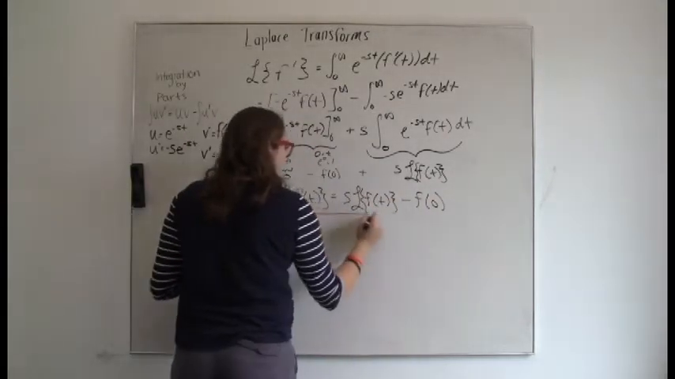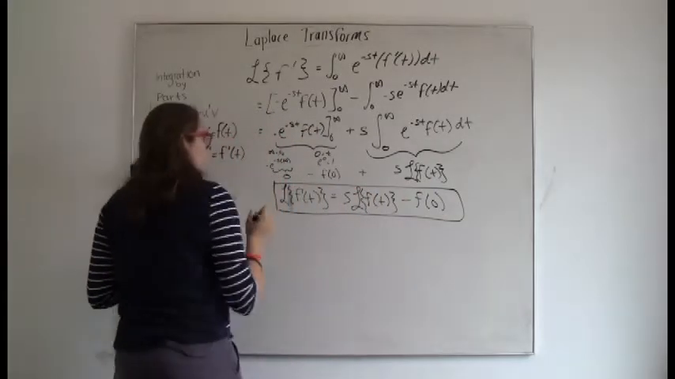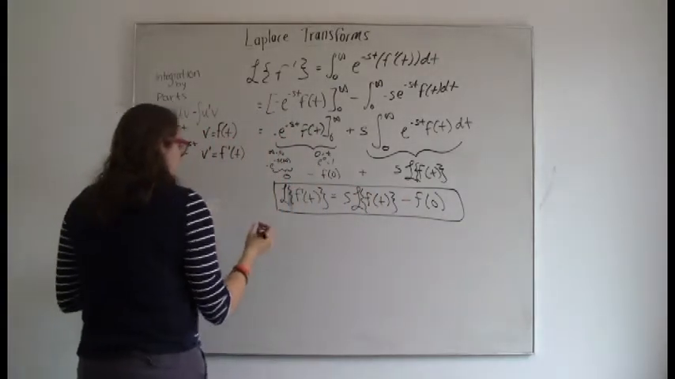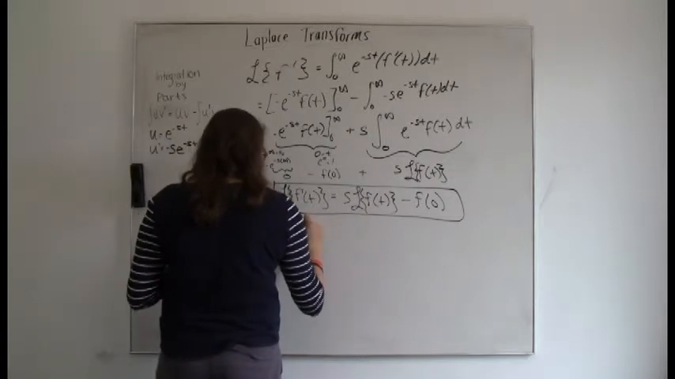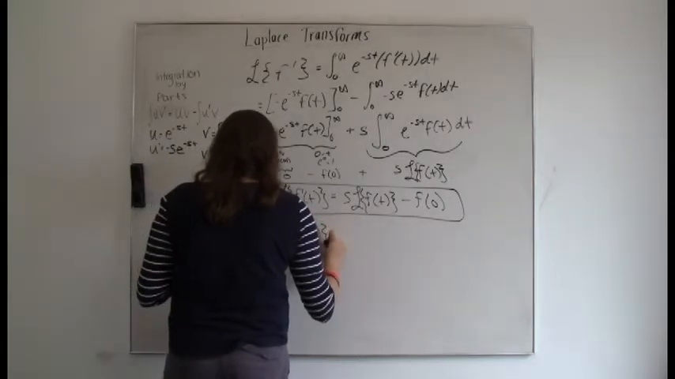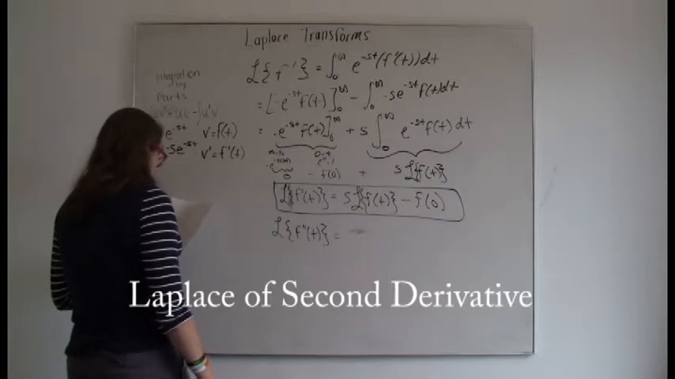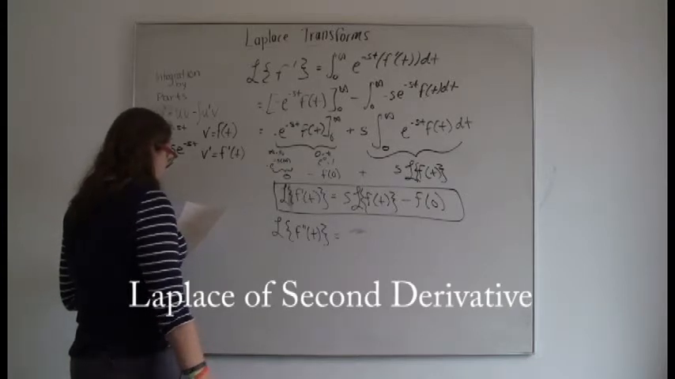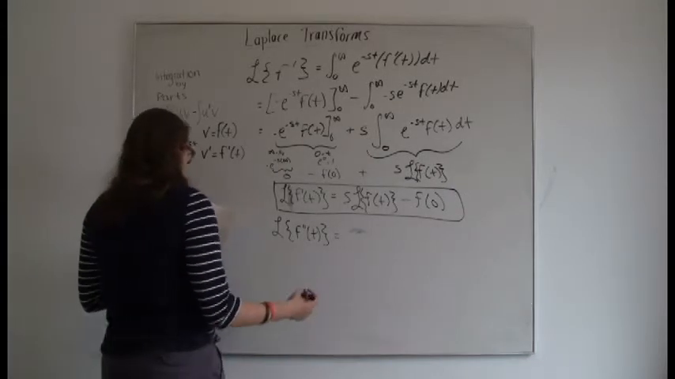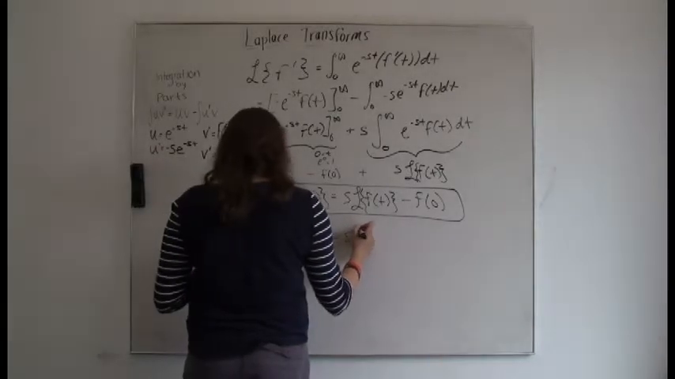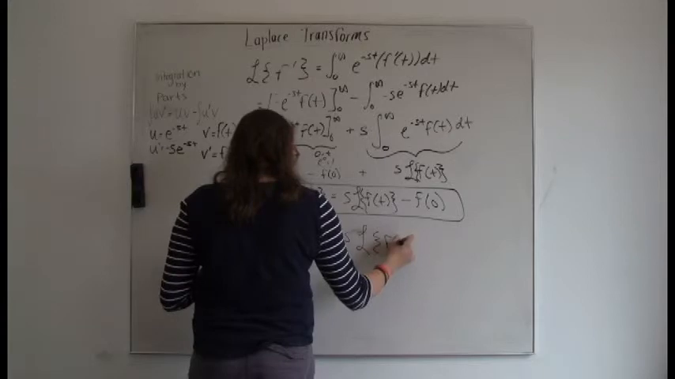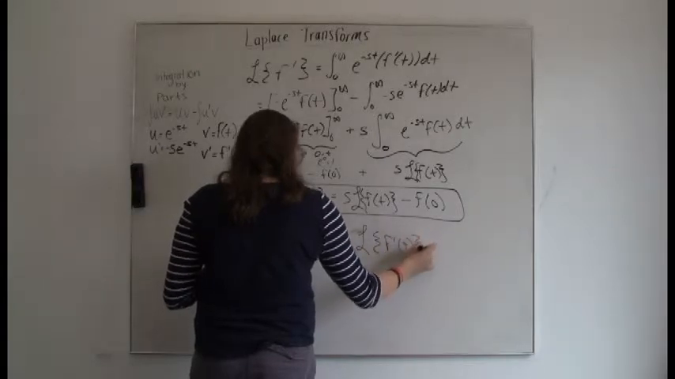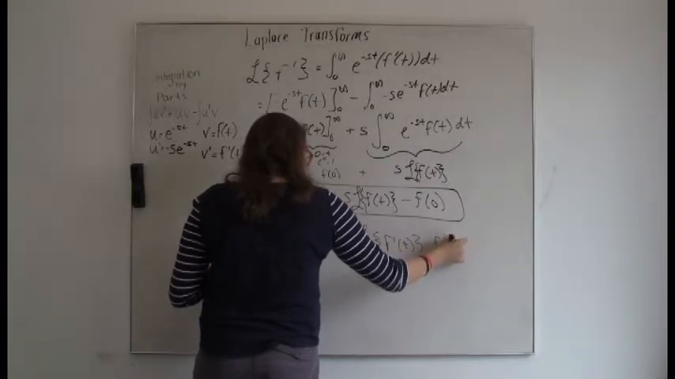Now let's look at the next case. So let's say we want to take the Laplace transform of the second derivative of f as a function of t. So we know that the derivative, this would be equal to that function times the derivative of f double prime, which is just f prime. So that becomes s times the Laplace transform of f prime of t minus f prime of 0.